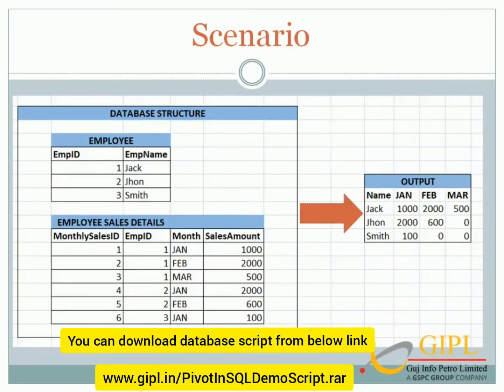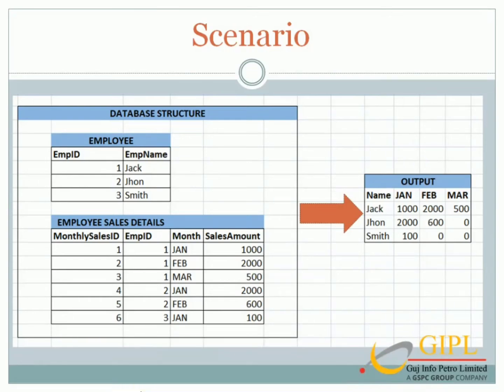Now look at the scenario where we can use pivot. Here on the left side I have shown the demo database structure where the data is actually stored, and at the right end I have shown the output which we want to achieve. If you see the left side, there are two tables: employee and its monthly sales details are stored in two different tables. We want to display salesman-wise monthly sales, which has been shown at the right side as the output. We can easily achieve this using pivot in SQL Server.